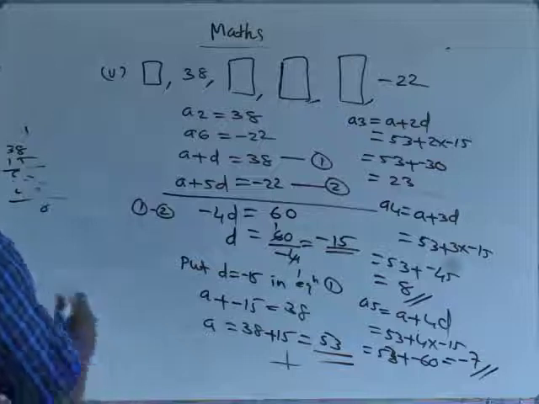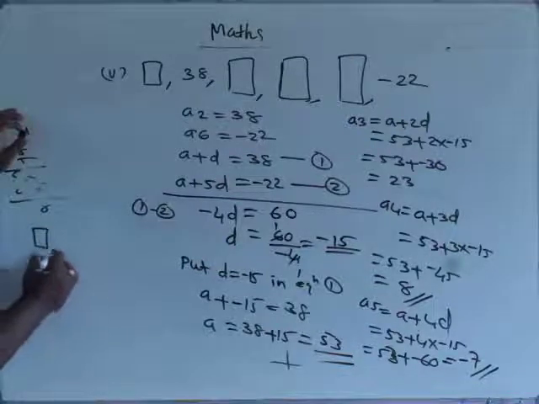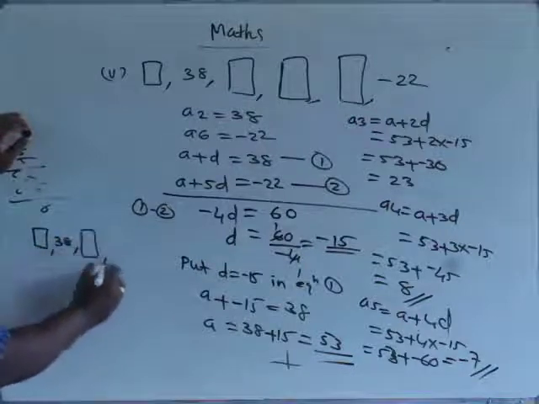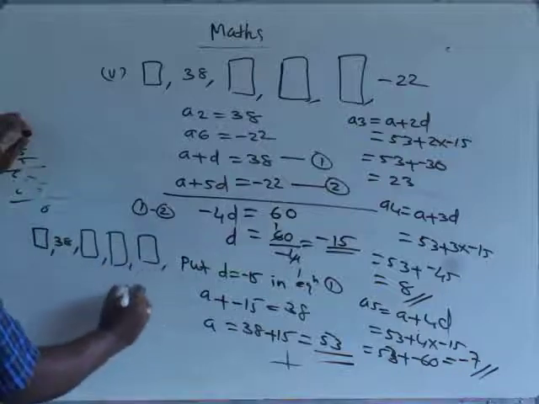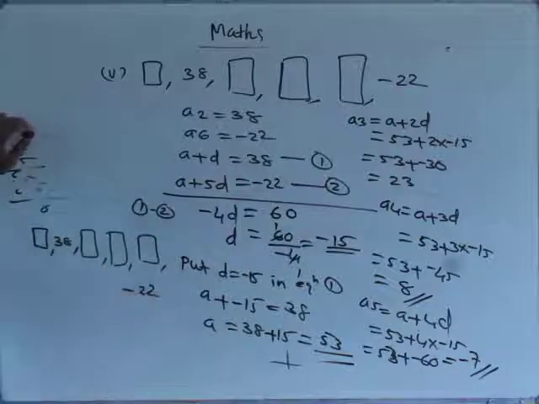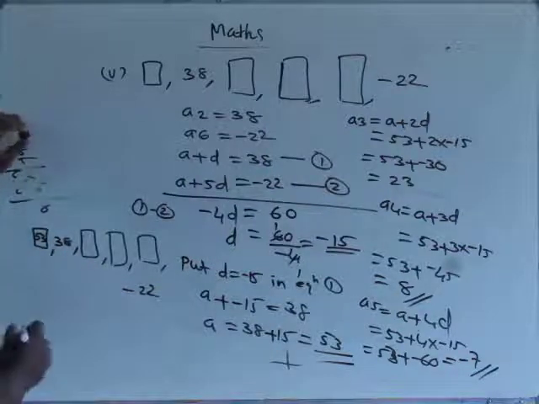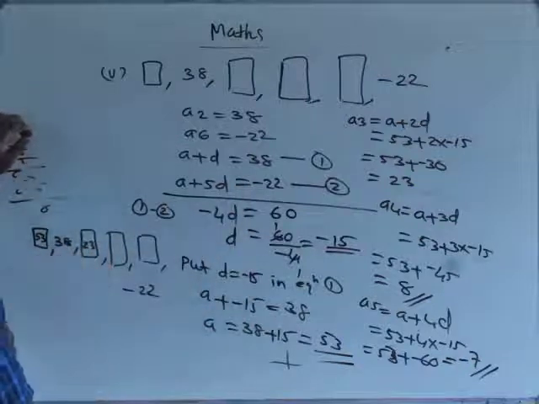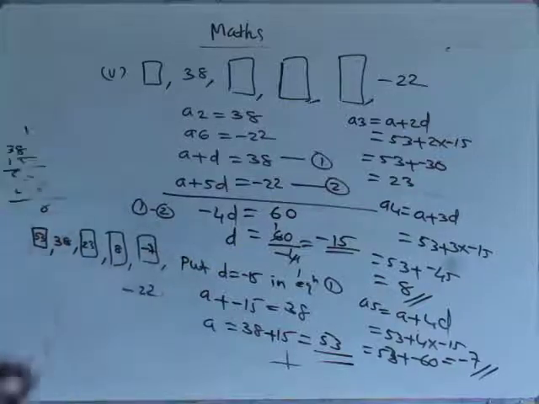So last, write down the first box, comma 38, comma next box, comma next box, comma next box, comma last number minus 22. First box answer, A, 53 is the first box answer. Third box answer, the third term is 23. Then the fourth term is 8. And the last box answer is minus 7. And the last number is minus 22. It is the AP.